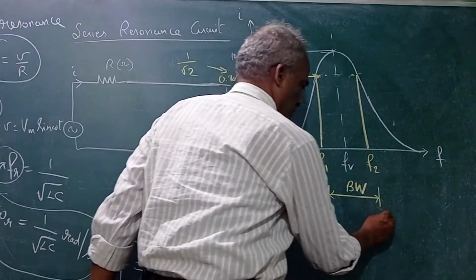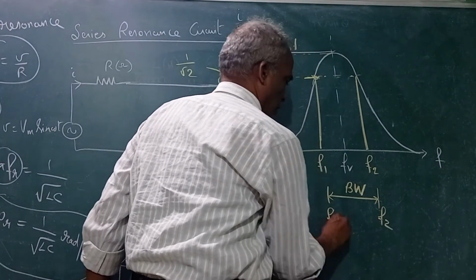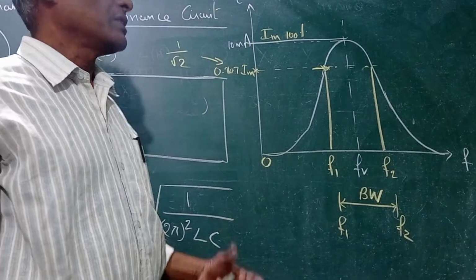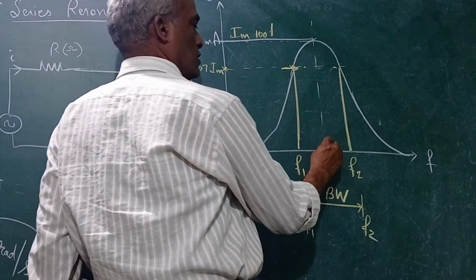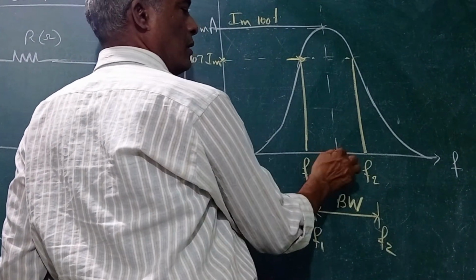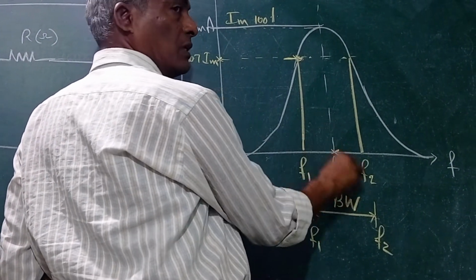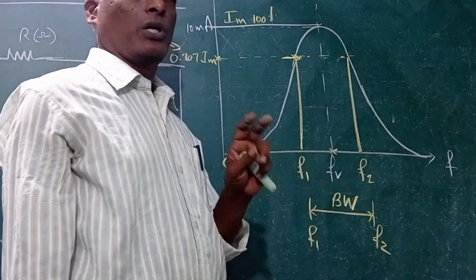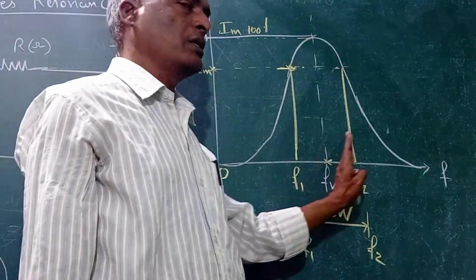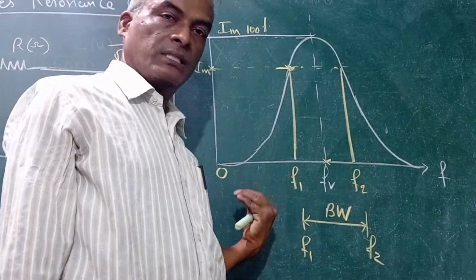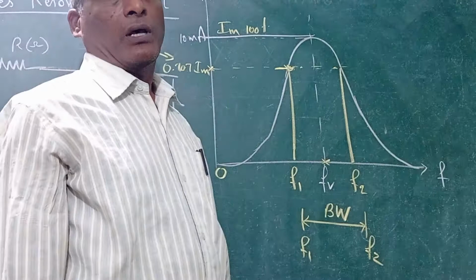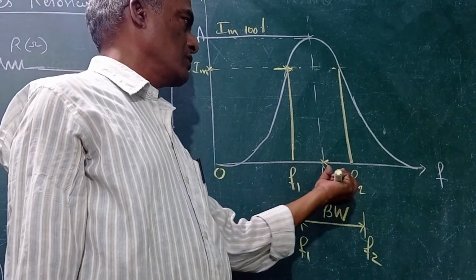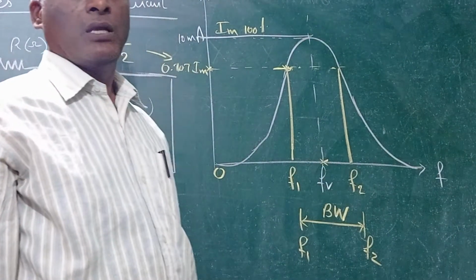This is F2 and this is F1. So F2 minus F1 is the bandwidth. Now another thing is, this FR is in between F2 and F1. That is, the frequency deviation from FR to F2 and from FR to F1 is equal. Equal in the sense, one is above FR and the other one is below FR, but this range of frequencies and this range of frequencies are equal.